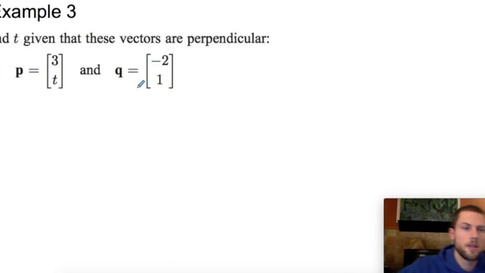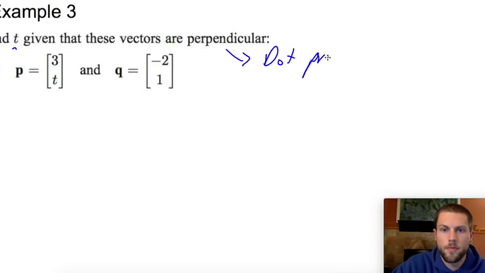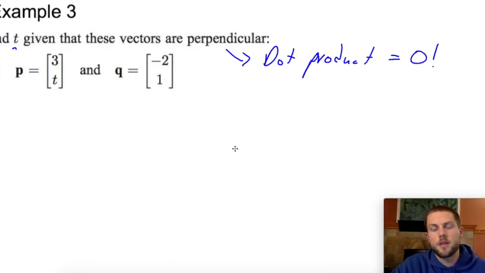All right, let's take a look at the next example here where we're trying to find some value for t if I'm telling you that these two vectors are perpendicular. Well, if I know that they're perpendicular, I know that the dot product is equal to 0, right? That means that the angle between them should be 90 degrees, and the cosine of 90 degrees is 0. That means that the dot product must equal 0.